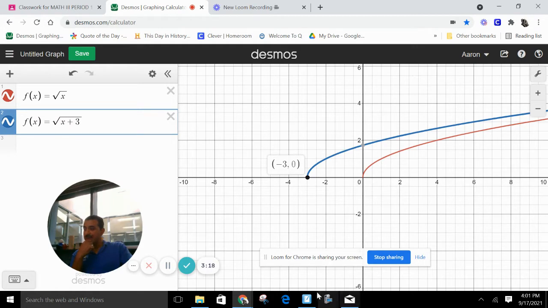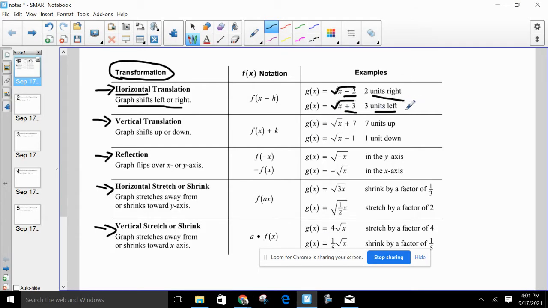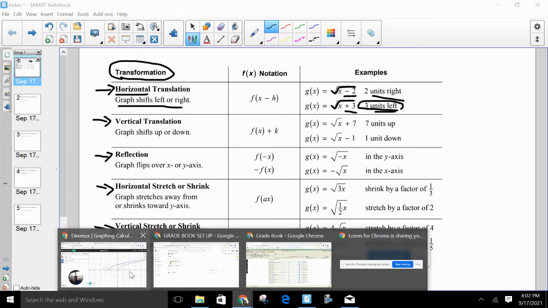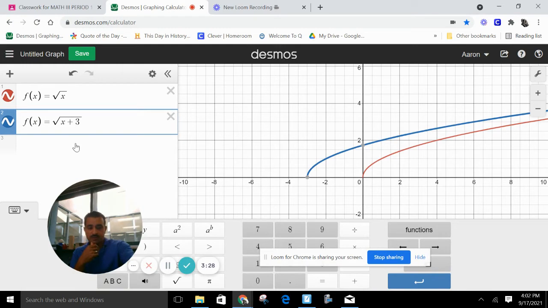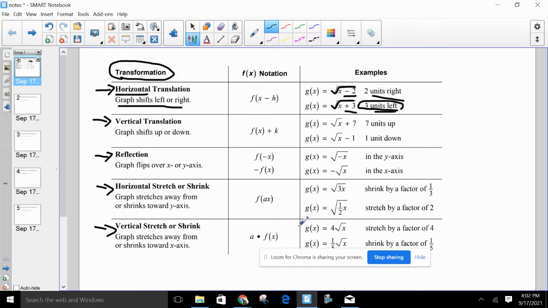Okay, so when we add something, it goes to the left. If we subtract, it goes to the right. Watch, look, let me go back over here. What if I put subtract 3? If I put a minus 3, look at how it would shift to the right. There you go. There's subtract 3, and here's adding 3. Notice that. Okay, so that's horizontal shift.